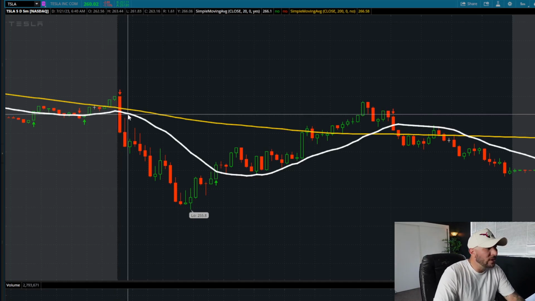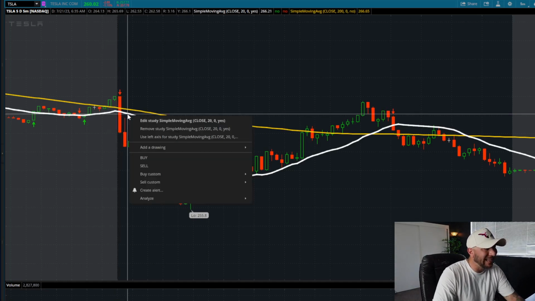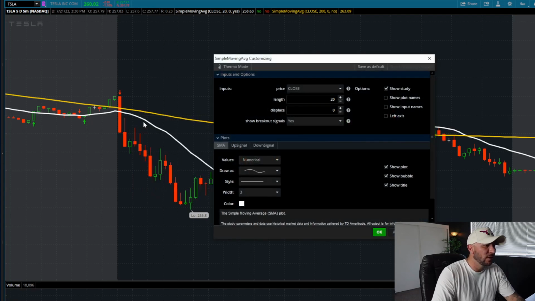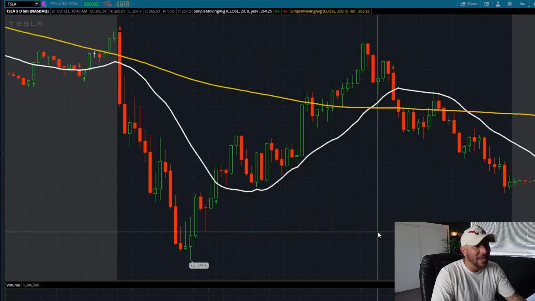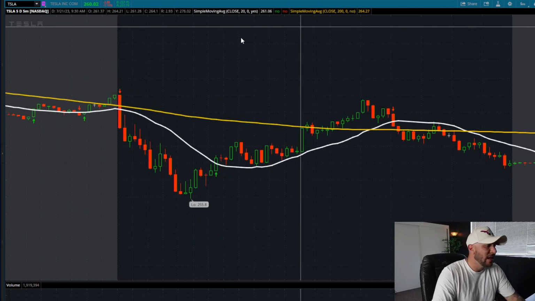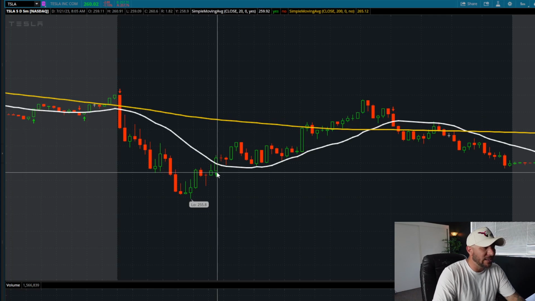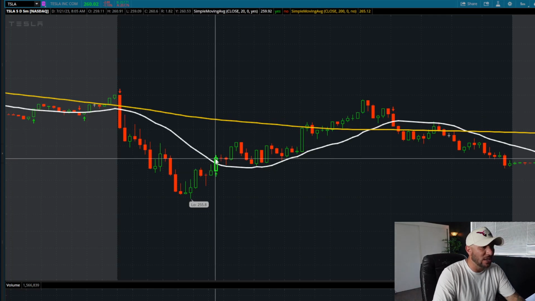So what I'm going to do here is right click on the moving average, scroll down to edit study, simple moving average 20. Where this says show breakout signals, I want this flipped on, and when it's flipped on, it should say yes. Click save or OK. And that's it, guys. It's going to give you an arrow every time it closes below, and a green arrow when it closes above.